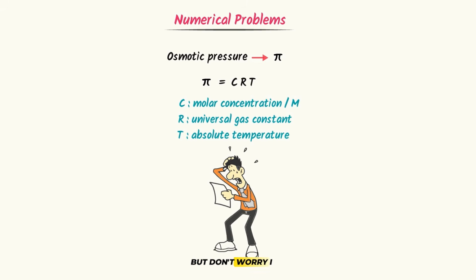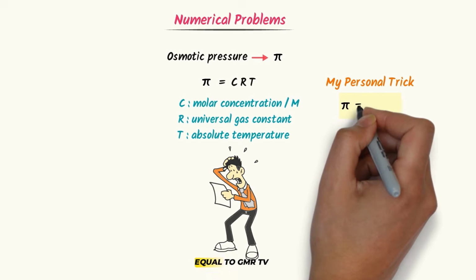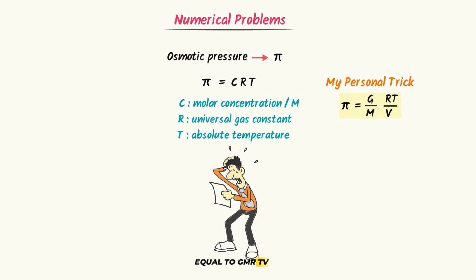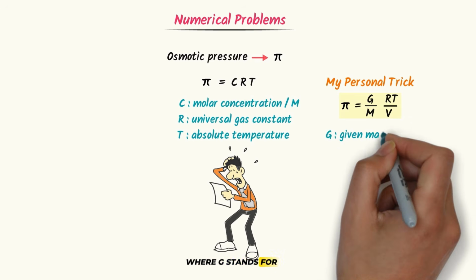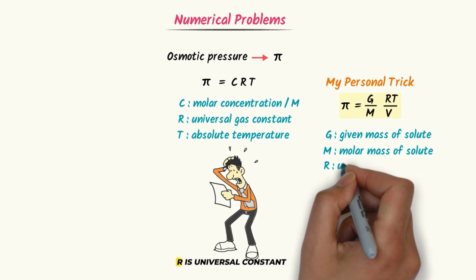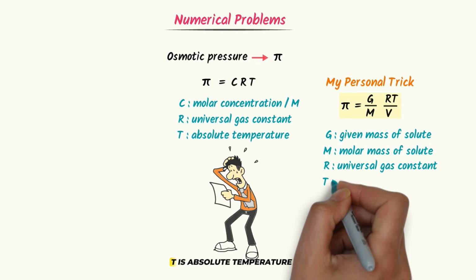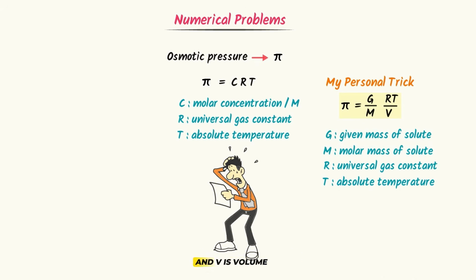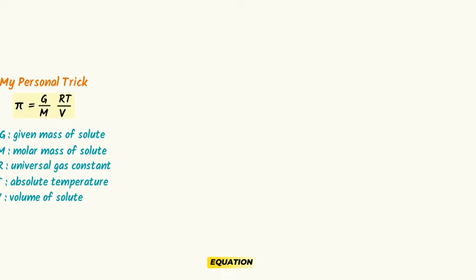But don't worry, I will teach you my personal trick which will make you master to solve any numerical problem instantly. I say pi is equal to GMRTV. Let me repeat it. Pi is equal to GMRTV, where G stands for given mass of the solute, M is the molar mass of the solute, R is the universal constant, T is absolute temperature, and V is the volume of the solution. Let me show you the power of this equation.